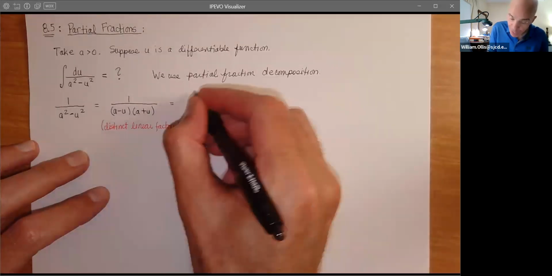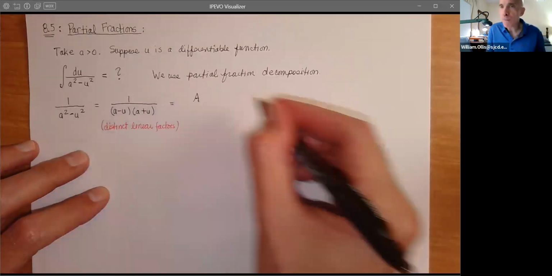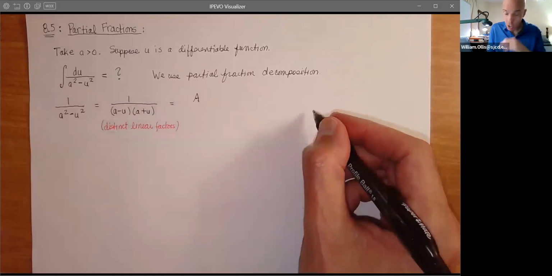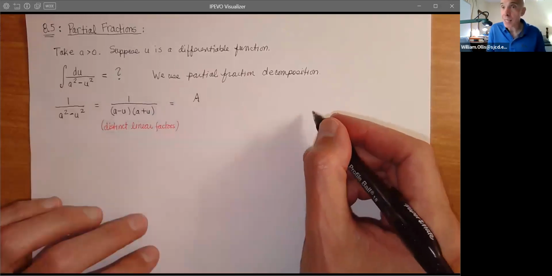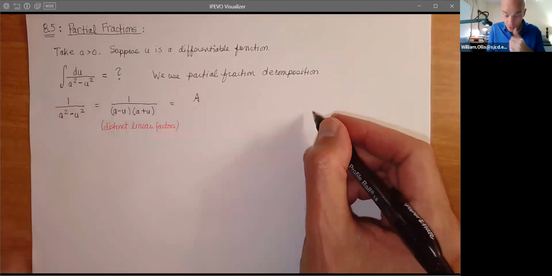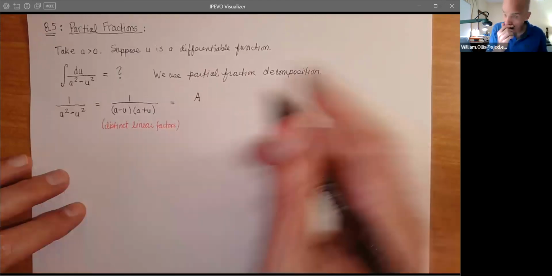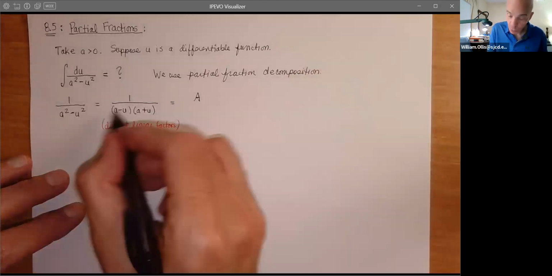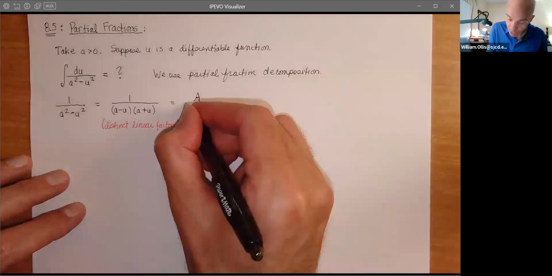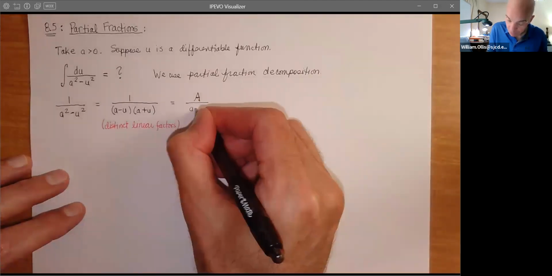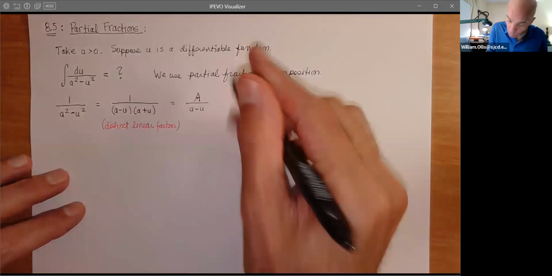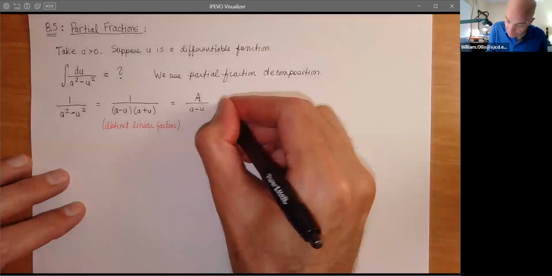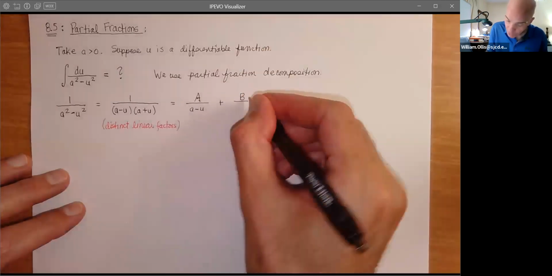We simply take a coefficient. I use uppercase letters. Dr. Larson tends to use the uppercase letters, but again, that's up to you. I like the uppercase letters so that we don't get confused with other lowercase ones. So we'll have A over a minus u. And then we'll have plus B over a plus u.